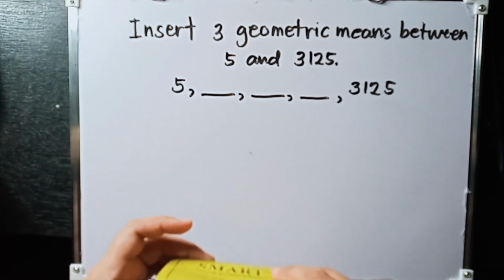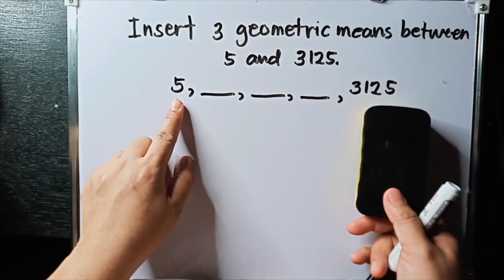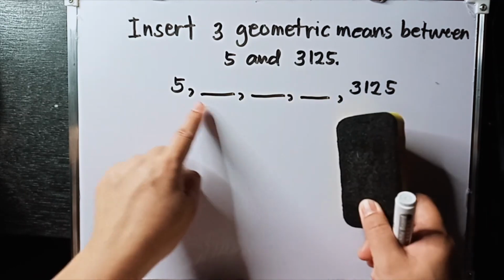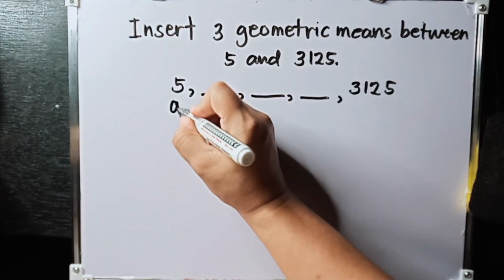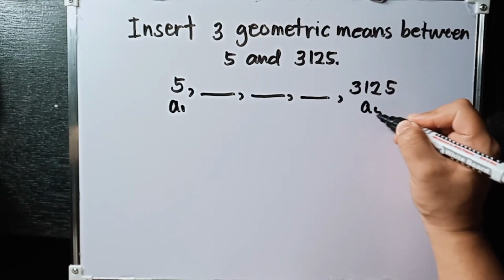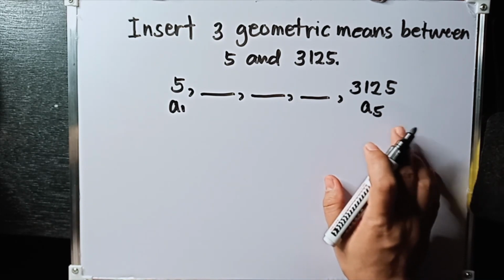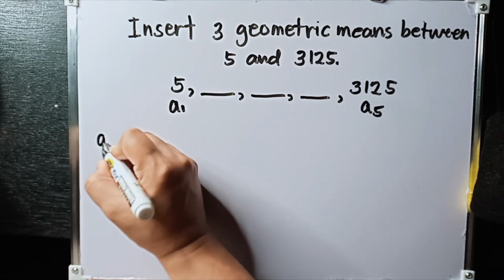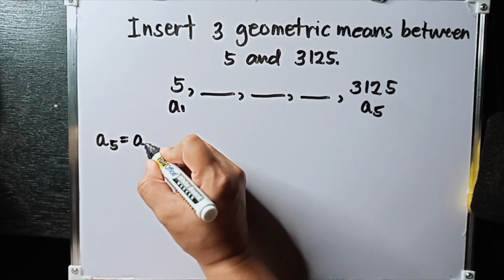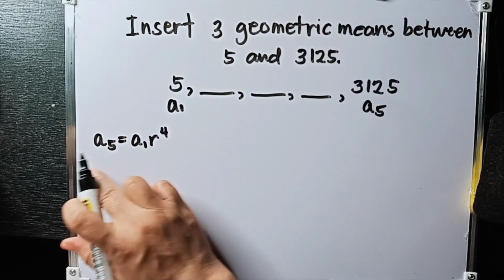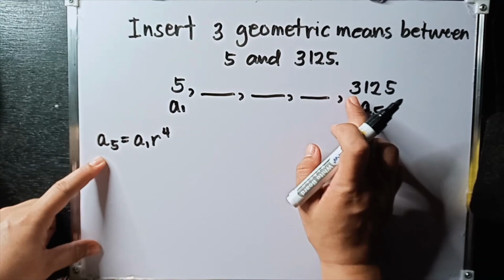Let us consider this problem. Insert three geometric means between 5 and 3,125. So it means that we are going to insert these 3 between 5 and 3,125. So remember that this is our first term and this is our fifth term. Okay? Our target here first is to get the common ratio. So how would that be? Remember that a sub 5 is also equal to the first term times the ratio raised to 4. Okay? So, by substitution, a sub 5 is 3,125.